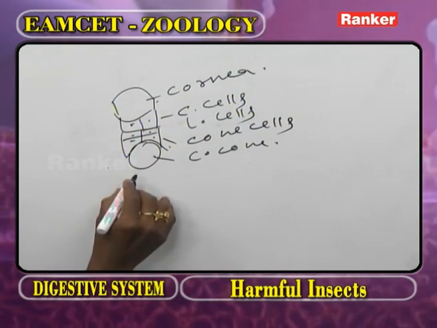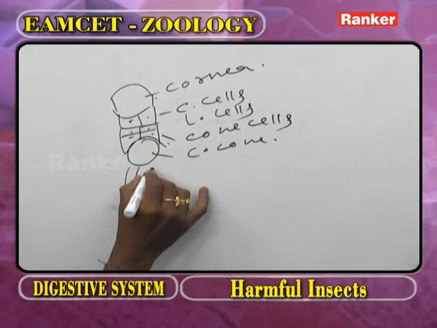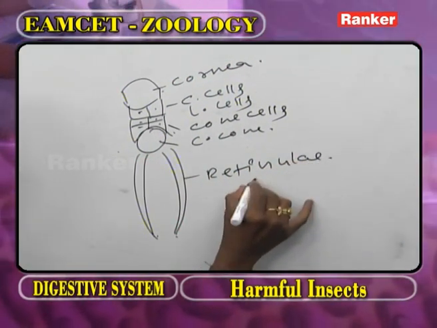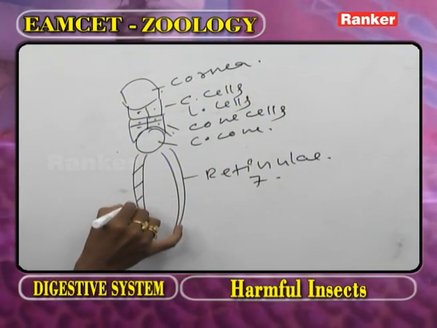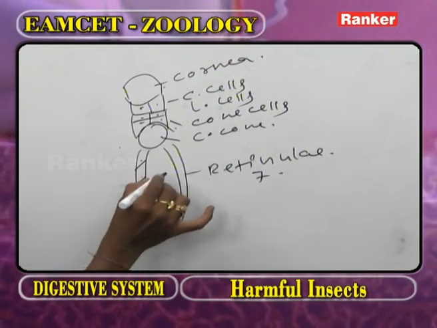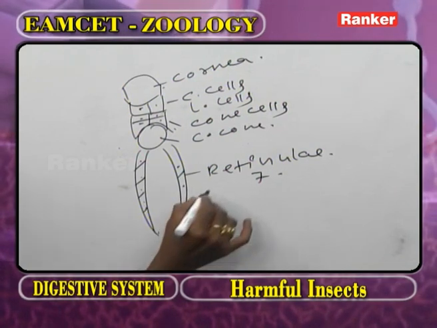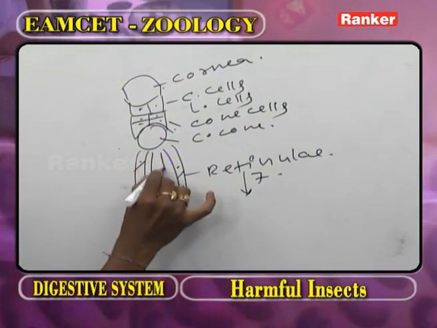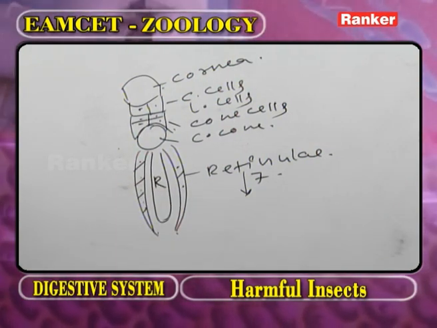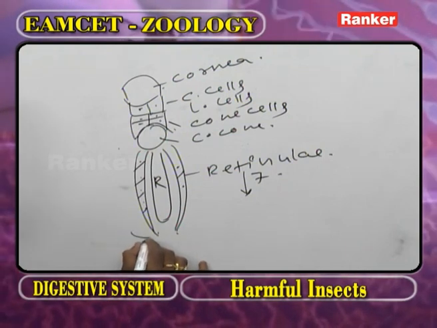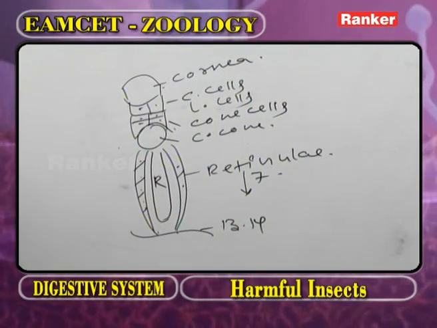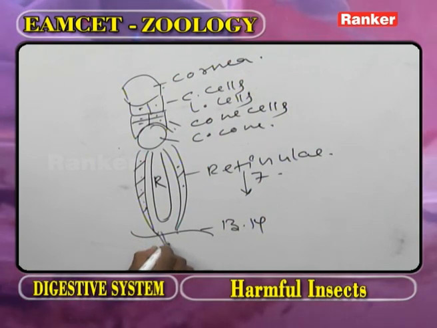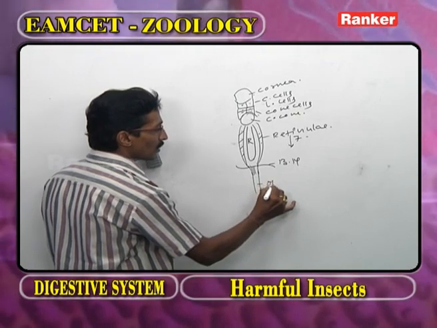Now the cone cells are followed by retinulae. Number of retinulae is 7: 1, 2, 3, 4, 5, 6 and 7. These retinulae secrete the rhabdome. Now this is the ommatidium, and the entire ommatidium rests on the basement membrane. The retinulae are nothing but nerve cells. From these nerve cells, the nerve fibrils arise and unite to form one optic nerve.